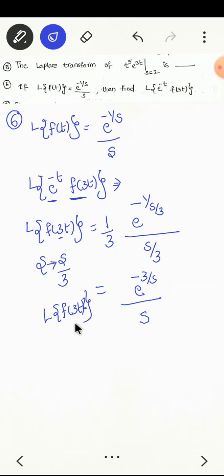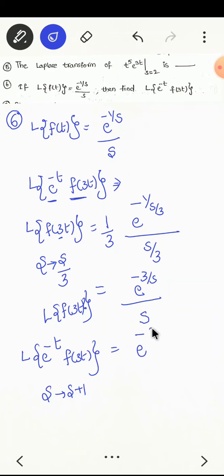Then they are asking us to find out Laplace of e power minus t, a value is 1 here, f of 3t. We have f of 3t. So for evaluating this, wherever s is there, I should keep s plus 1. So e raised to power minus 3 by s plus 1. Okay, so we have found out the Laplace transform of the given function.